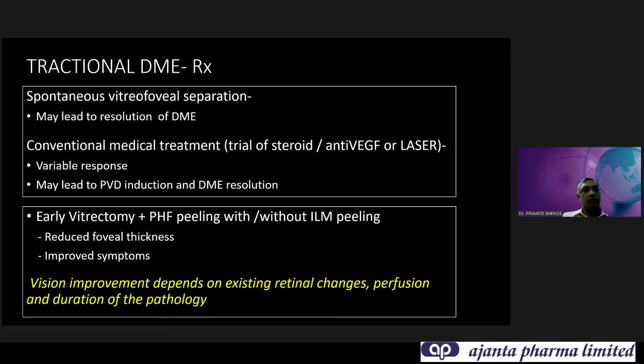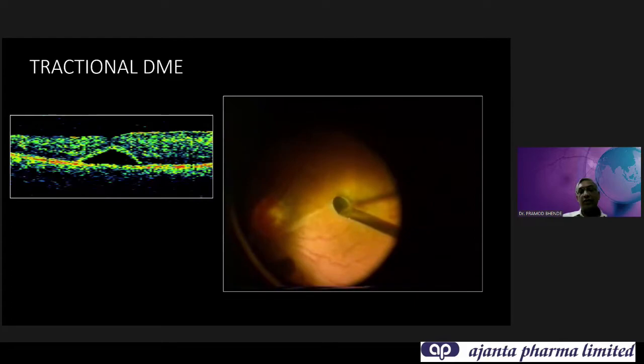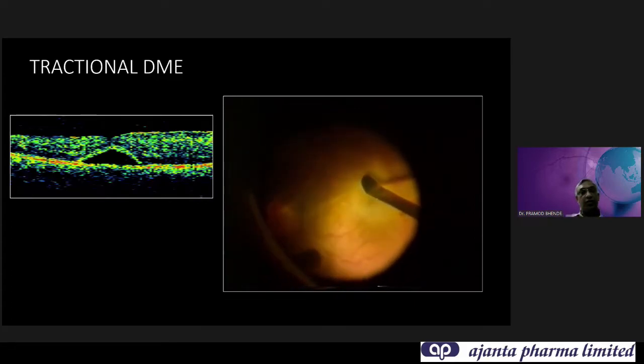So looking at DME, there is also a possibility that spontaneous vitreofoveal separation can occur and sometimes lead to resolution of DME. Conventional medical treatment generally does not work, where we try steroid or anti-VEGF or laser. Generally the macular edema is resistant to these treatment options, and that's why eventually we need to intervene surgically in these eyes. So vitrectomy, separation of posterior hyaloid with or without ILM peeling, generally helps to reduce the foveal thickness and improve the symptoms.